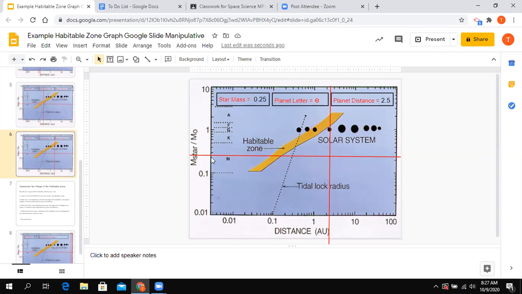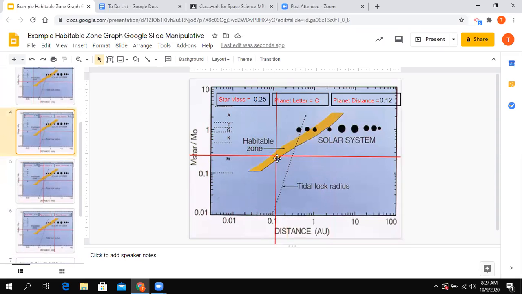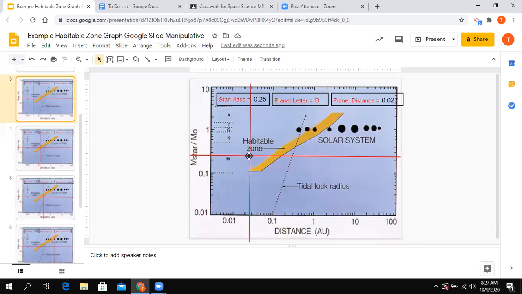So what this means is this line here represents the mass of the star, this whole line. And where the vertical line crosses that horizontal line, that's where your planet is. So there's a planet there, there's a planet there along this line. This is the orbit, kind of represents the orbit. There's a planet there and there's a planet there.